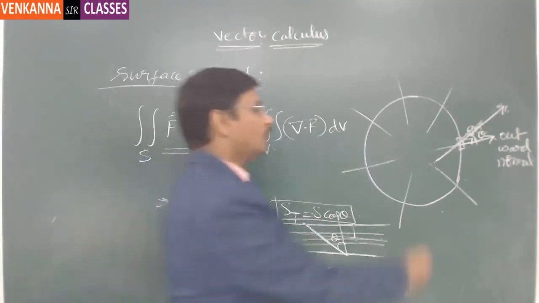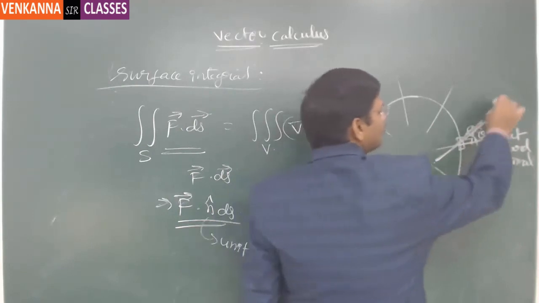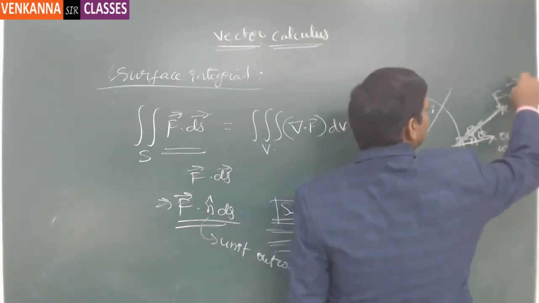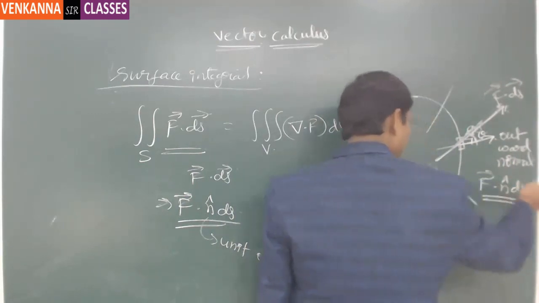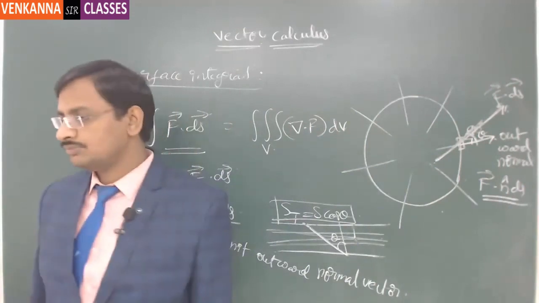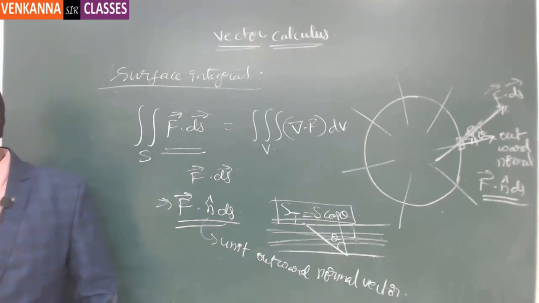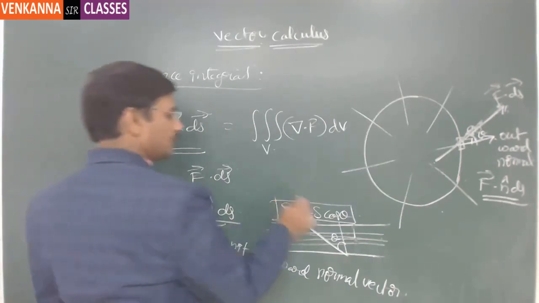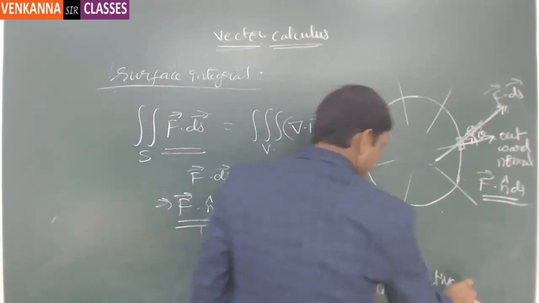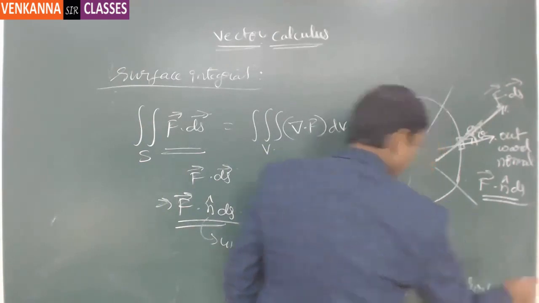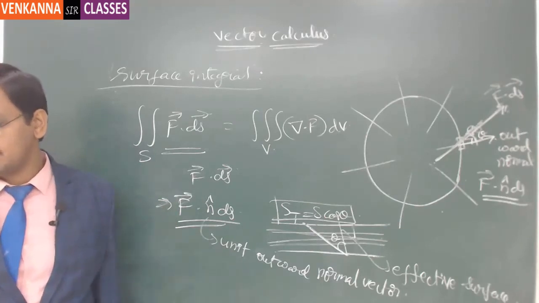So if the fluid is passing in this particular manner, the effective quantity of fluid that is coming out is nothing but F dot dS, in the direction of the normal. So F dot n cap dS is the outward flow. Understood? This is the effective surface. Got it? You can note this down.